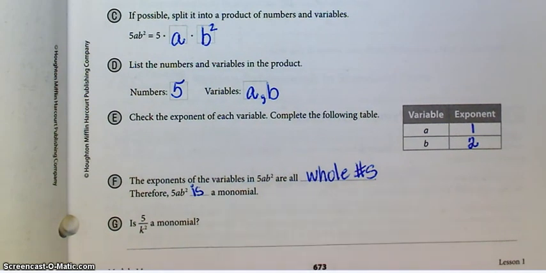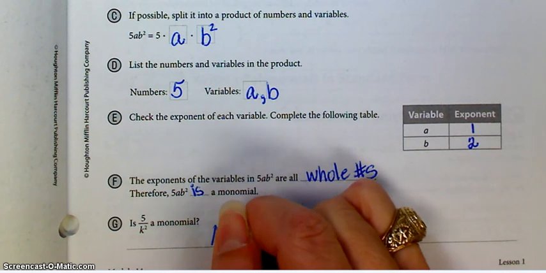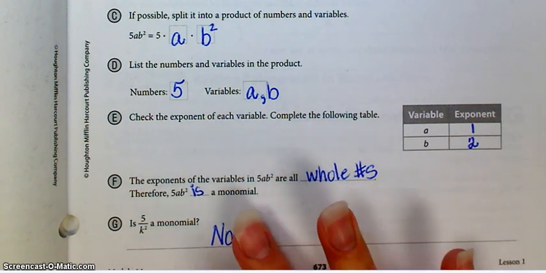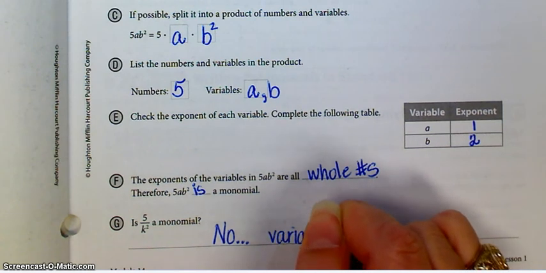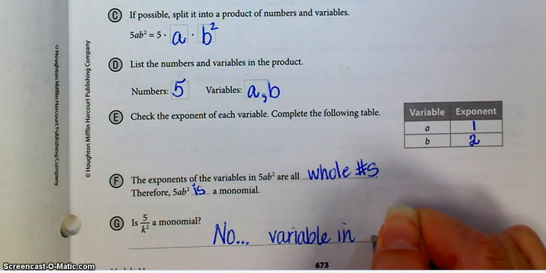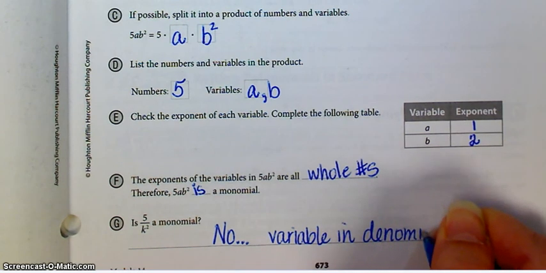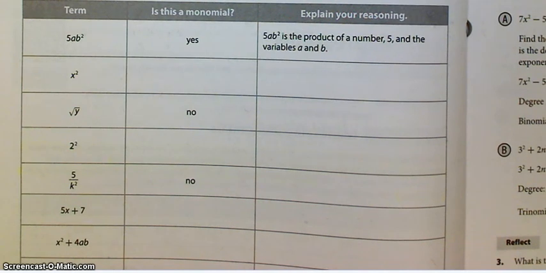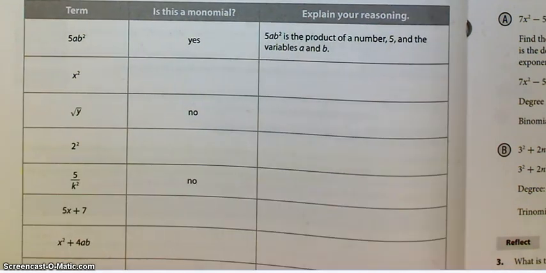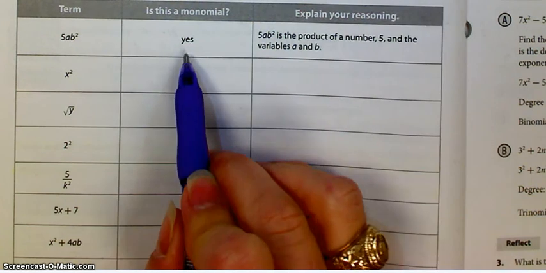Is 5 over k squared a monomial? No. The reason why it's not a monomial is because it has a variable in the denominator. Sorry, learn how to spell. Okay, join me on page 674. Okay, so they've got some terms down the column, and they want to know yes or no, is it a monomial, and explain why or why not. So we already did this one from the previous page.